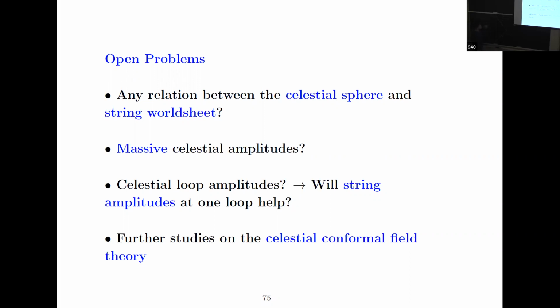This is somehow the open problems, but this is not my original idea. I just took some pieces. So we have some celestial sphere, and how do we connect that to the string worldsheet? And also, how do we proceed for the massive case? We were talking about the massive case, and also the loop amplitude can be obtained through the string amplitude at one loop, and maybe the last one is here. Maybe we need to understand what celestial safety is in this particular case. Okay, so I will stop here.